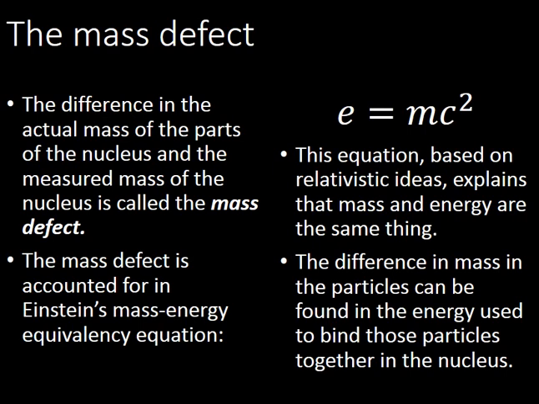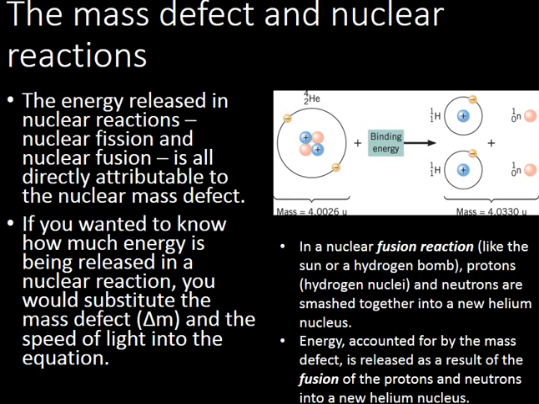Now, the difference in the mass of the particles and the mass of the atom itself can be found in the energy used to bind those particles together in the nucleus. If you look at this picture up here on the right, you can see that if we had two hydrogen atoms and then smashed them together into a helium atom, there would be some energy released that's required to bind those nuclei together into that helium atom. You will also notice that there's a mass defect between the mass of the two hydrogen atoms and the mass of the helium atom.